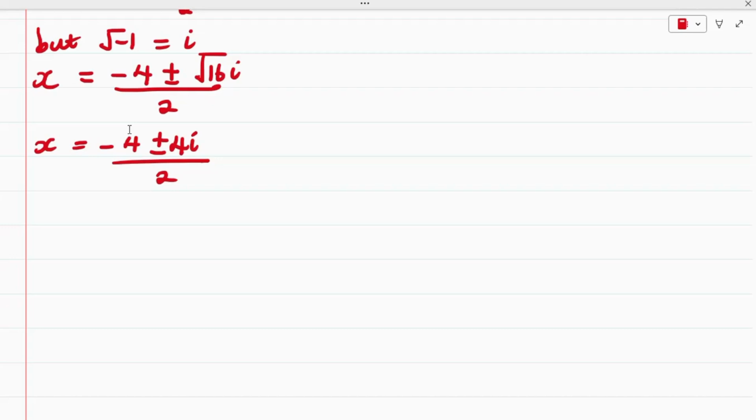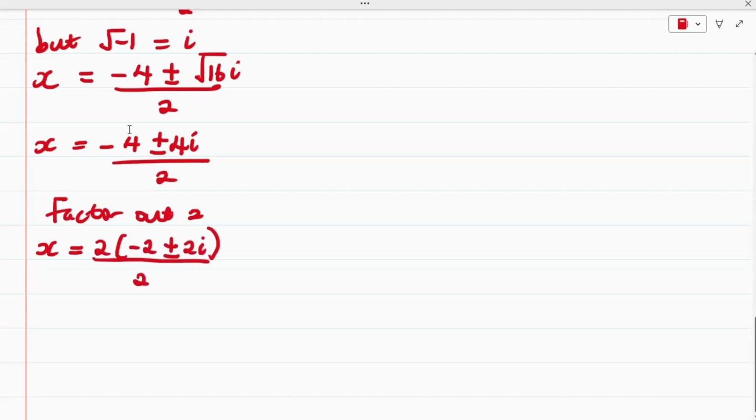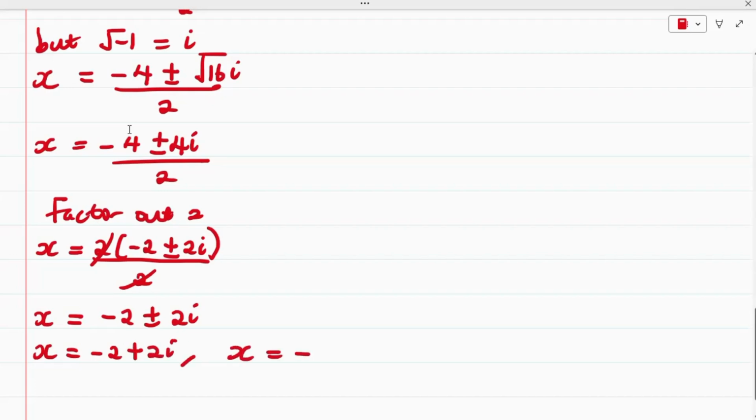So right here, we want to simply get rid of the denominator. In order for us to get rid of the denominator, we simply need to factor out 2 from the numerator. So factoring out 2, we have that x is equal to 2 into minus 2 plus or minus 2i, over 2. So this is going to cancel out this. We have that x is equal to minus 2 plus or minus 2i. So hence x is equal to minus 2 plus 2i, and x is equal to minus 2 minus 2i. And this becomes the first two values of x.